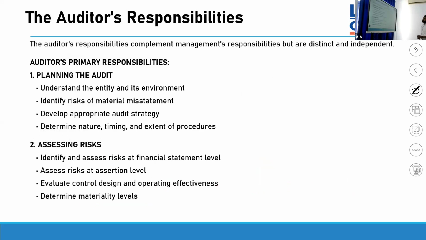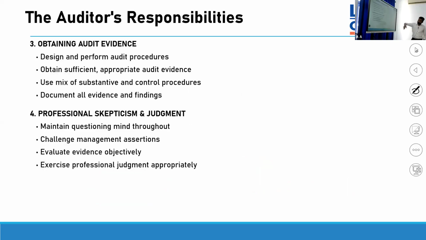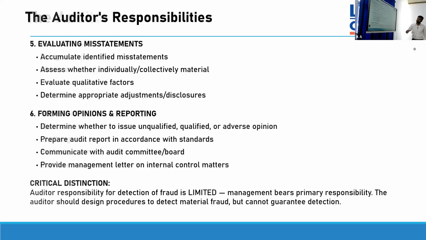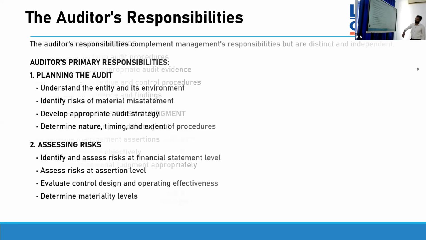Our next topic is auditor's responsibilities, right? The primary responsibility of the auditor is planning the audit. Second one is assessing the risk, obtaining audit evidence, applying professional skepticism and professional judgment, then evaluating the misstatement, and finally forming opinions and reporting. These are the auditor's responsibilities. Let's see one by one.